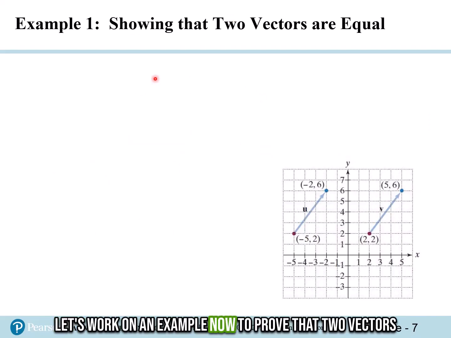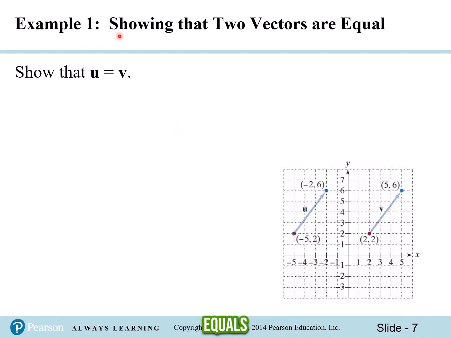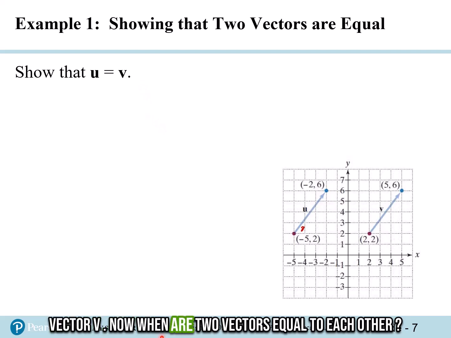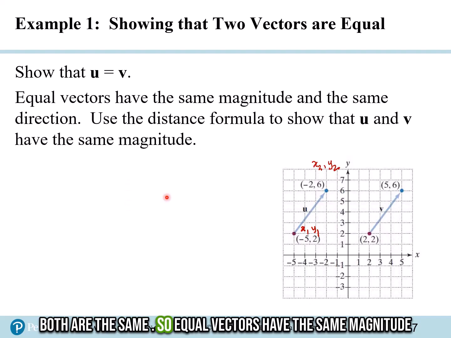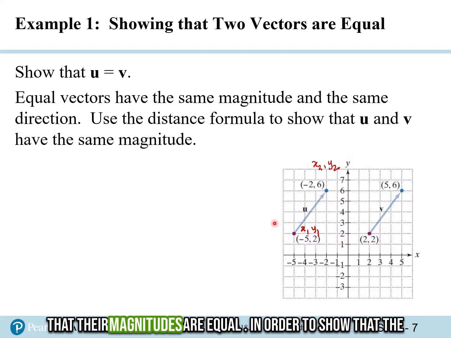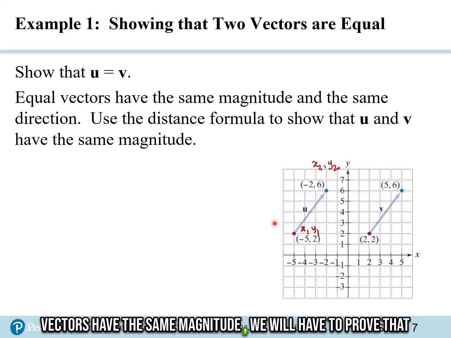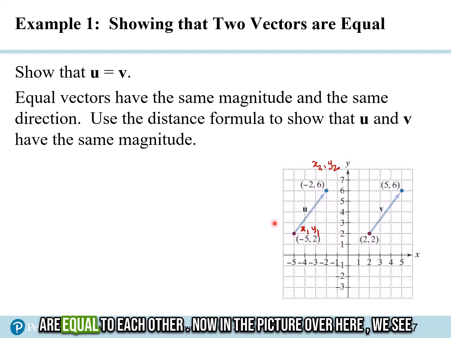Let's work on an example now to prove that two vectors are equal to each other. The question says, show that vector u equals vector v. Now, when are two vectors equal to each other? When their magnitude and the direction both are the same. So equal vectors have the same magnitude and the same direction, and we'll start with first showing that their magnitudes are equal. In order to show that the vectors have the same magnitude, we will have to prove that the lengths of the two vectors are equal to each other.